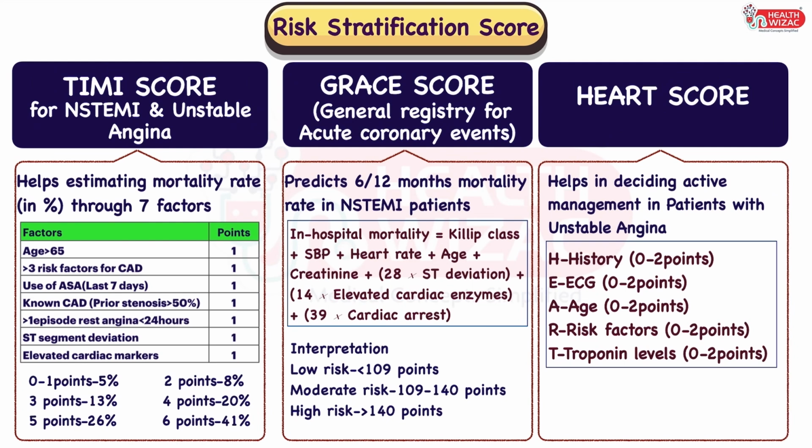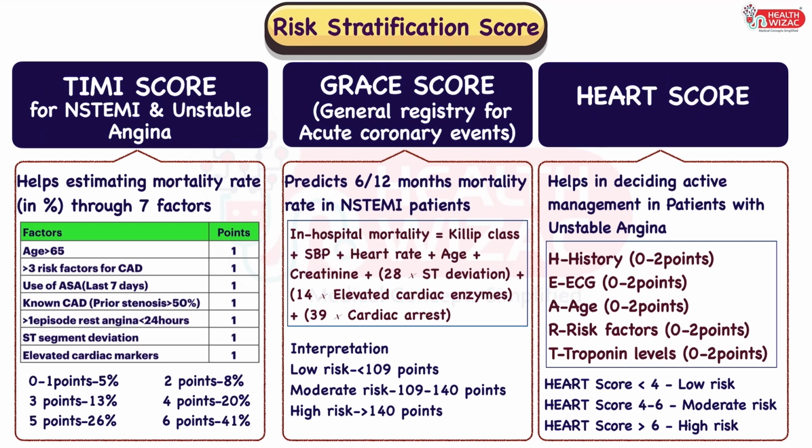Interpretation of HEART score is as follows. HEART score of less than 4 indicates low risk. HEART score of 4 to 6 indicates moderate risk, whereas HEART score of more than 6 indicates high risk.